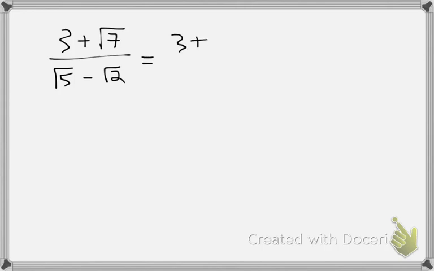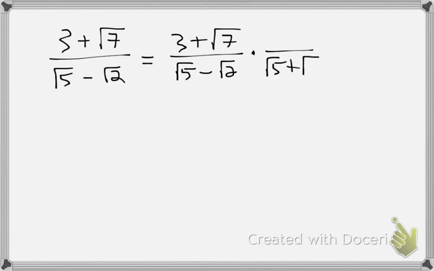So what if we have 3 plus square root of 7 over square root of 5 minus square root of 2? And again, we're rationalizing the denominator. The conjugate of square root of 5 minus square root of 2 is square root of 5 plus square root of 2. So that's what we'll multiply the top and bottom by.